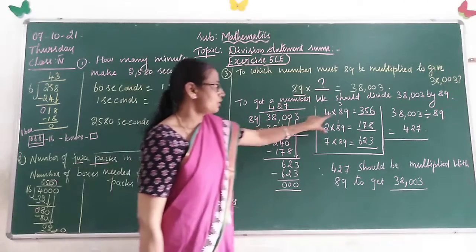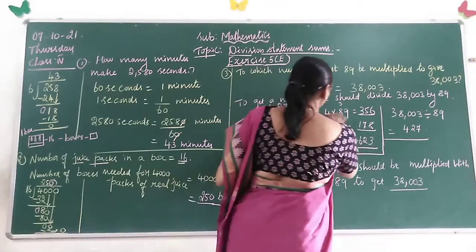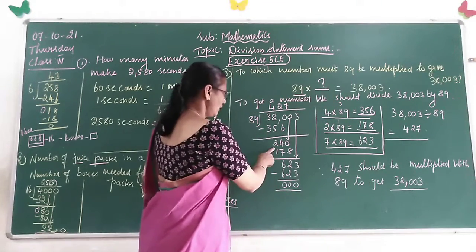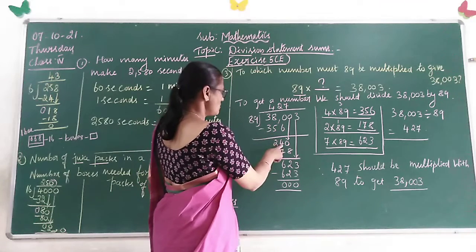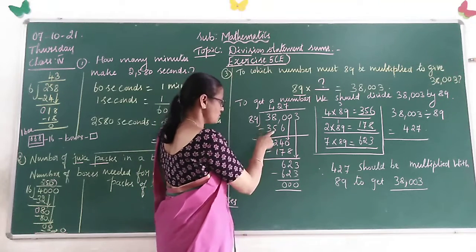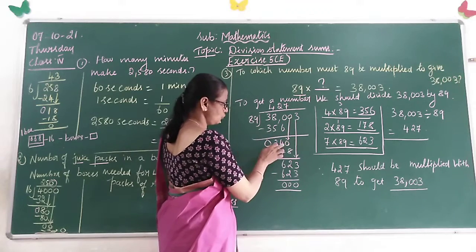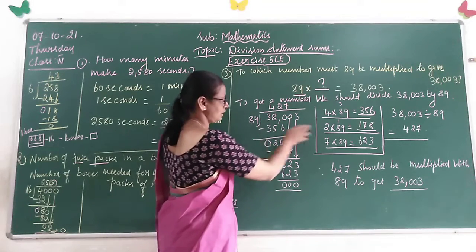4 89s are 356. Take this and divide, children. Okay. So here, 10 minus 6 is 4. 7 minus 5 is 2. 3 minus 3 is 0. Next, we bring down 0. 240 is there. How many times 89?